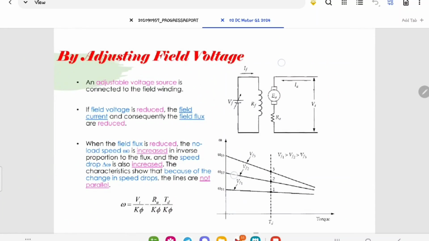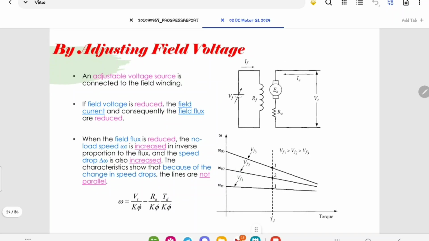Okay, now we look at another method of controlling our motor speed, which is by adjusting the field voltage. Previously we were adjusting this one. Imagine that this is your full circuit. You have your VA here, and you give a varying value of your VA. What happens if we don't want to adjust it? You might want to keep this value fixed, but we want to adjust this value, the field voltage.